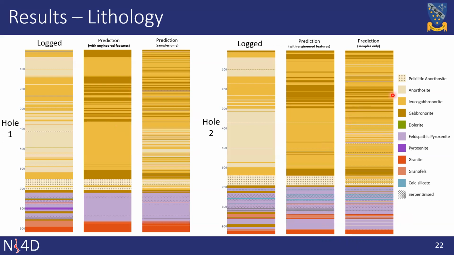Hopefully you would appreciate though that particularly in the main zone, this noise issue is a bit annoying where we've only got the sample prediction. And also we've got things being predicted as pyroxenites or feldspathic pyroxenites, which aren't existing in the logging.